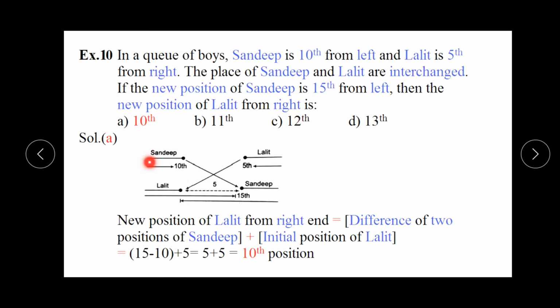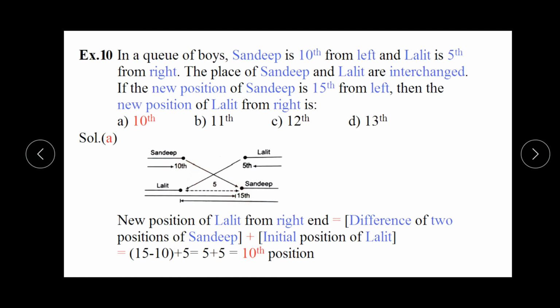If Sandeep is shifted 5 places, that time Lalit is also shifted 5 places to the left side, because they are interchanging. If Sandeep is moving 5 positions, Lalit will also move 5 positions. So how can we find out Lalit's new position? These 5 plus these 5. These 5 are given, but where did we get these 5? We find this 5 from the difference of Sandeep's new position and Sandeep's old position.